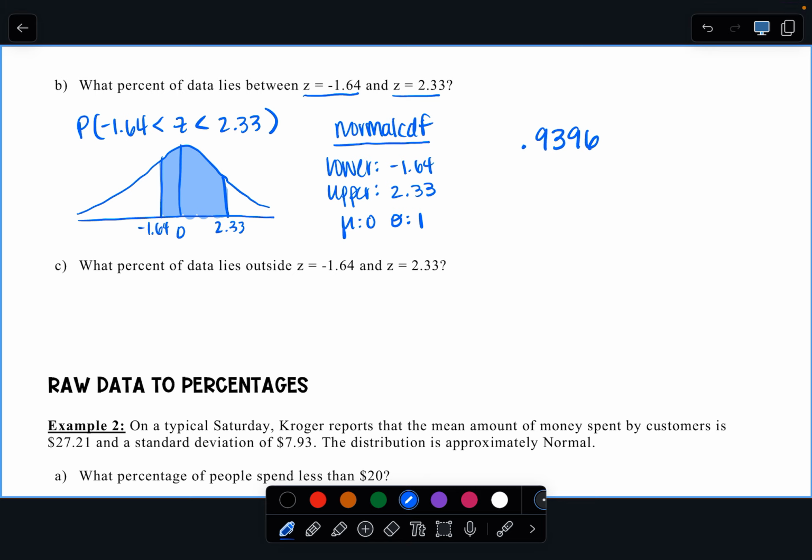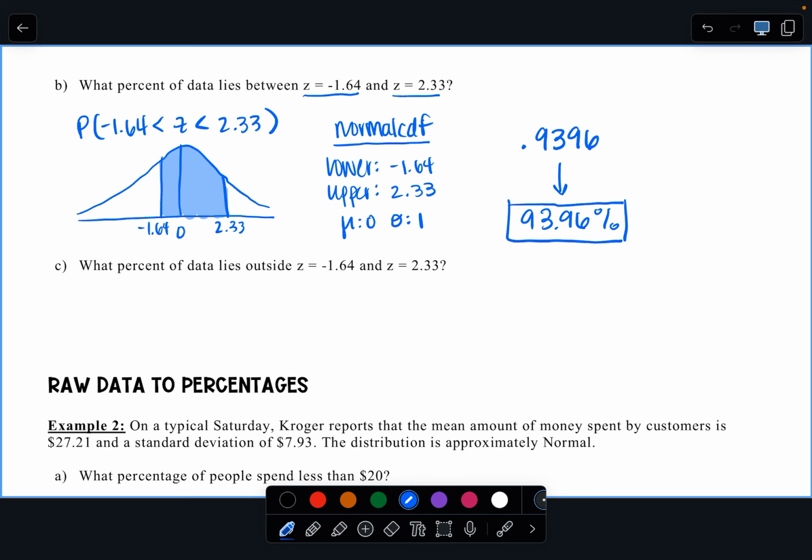Now, this question is asking for what percent, so I am going to change that to 93.96%. One thing that I noticed yesterday with the math lab assignment is sometimes they give you a blank and there's a percentage sign attached. A lot of people had the right answer, they just hadn't converted their number to a percent yet. So be careful when you're answering those questions, because it has to be a percentage. So in this case, 93.96% fall within negative 1.64 and 2.33.